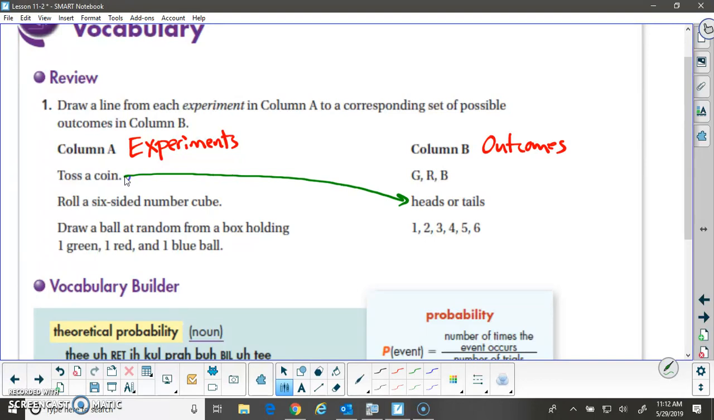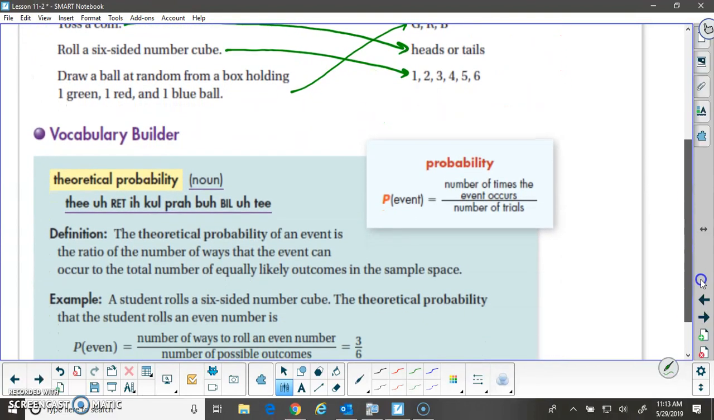We have rolling a six-sided number cube, and you have six different outcomes, 1, 2, 3, 4, 5, and 6. And the last experiment is drawing a ball at random from a box holding one green, one red, and one blue, which would give you three different outcomes: green, red, or blue. This leads us into probability.